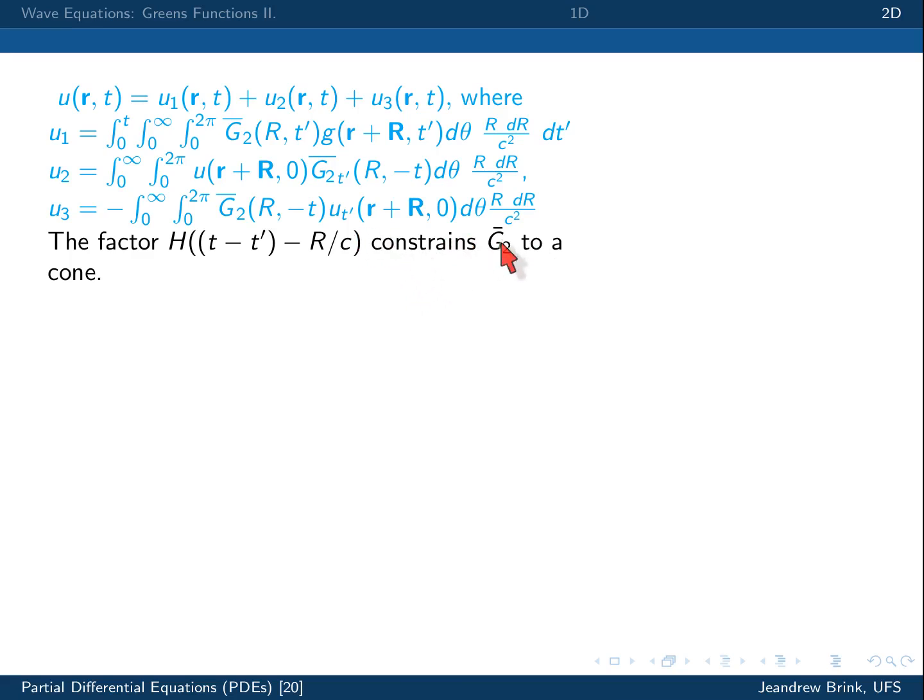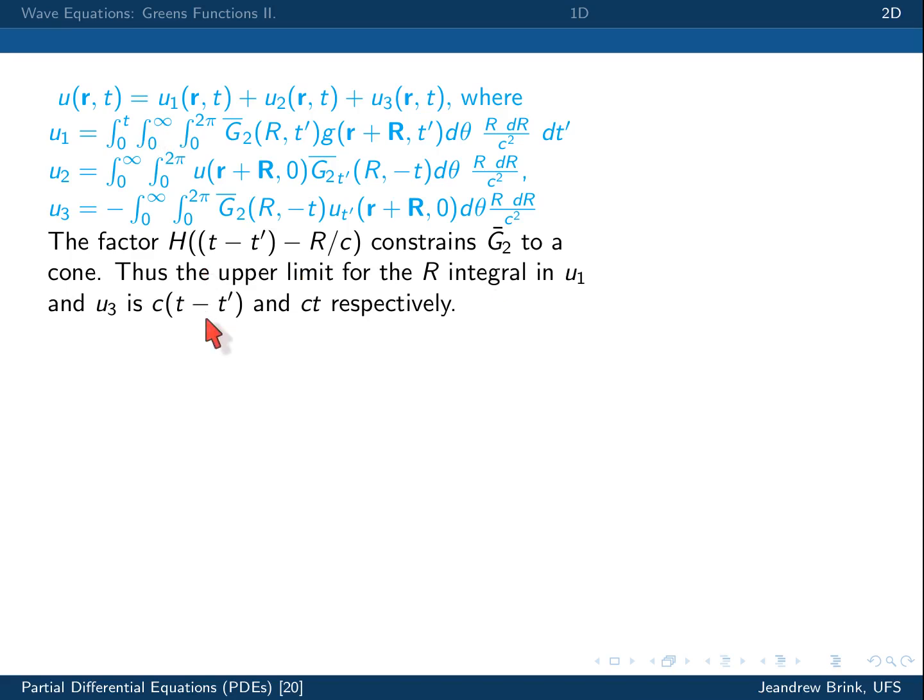What this immediately means is that, at least for U1 and U3, this integral no longer goes to infinity, but just goes to the boundary of the cone for that given time. So it gives you an upper limit for R on U1 and U3. Instead of going to infinity, for U1 you go to c(t minus t prime), and for U3 this upper bound in R becomes ct. We're going to wait a bit with this one because we're going to do some integration by parts. Now what we're going to do is evaluate U2 first because it's the hardest one.